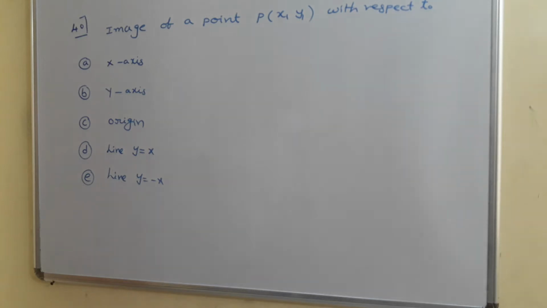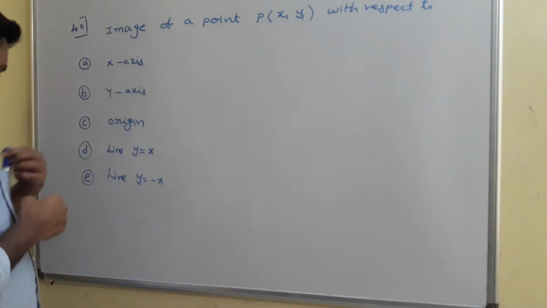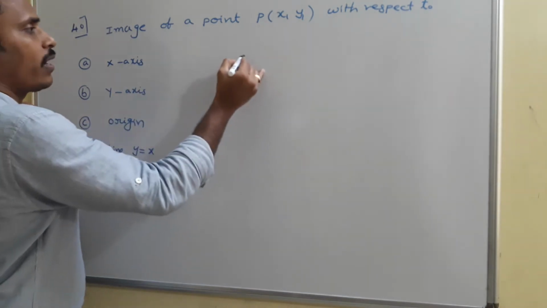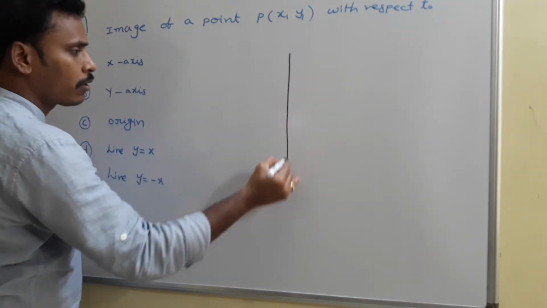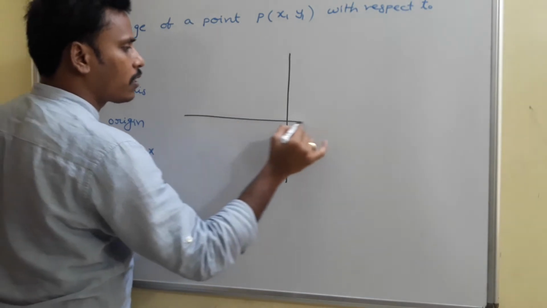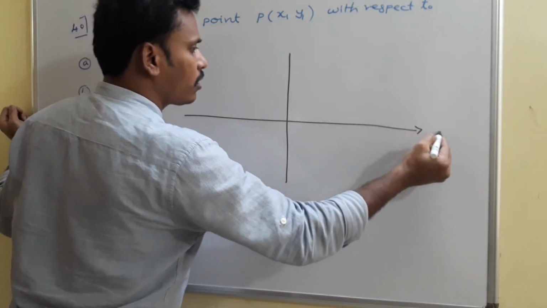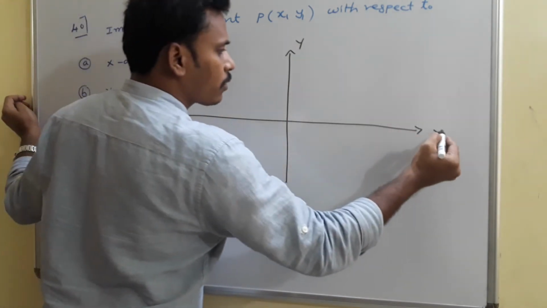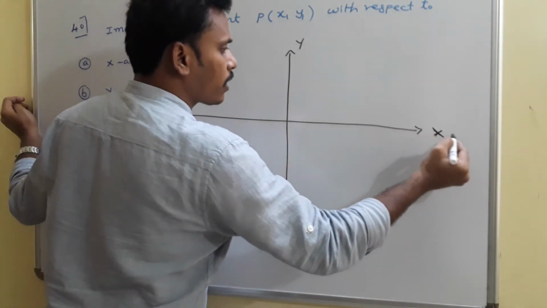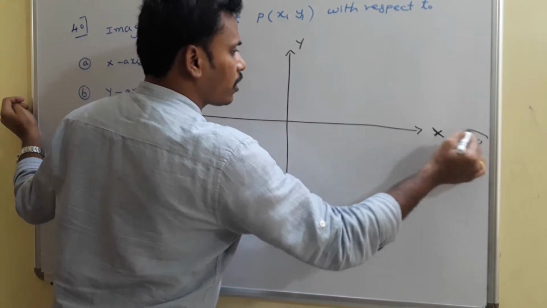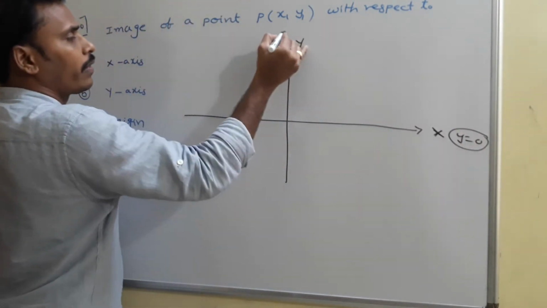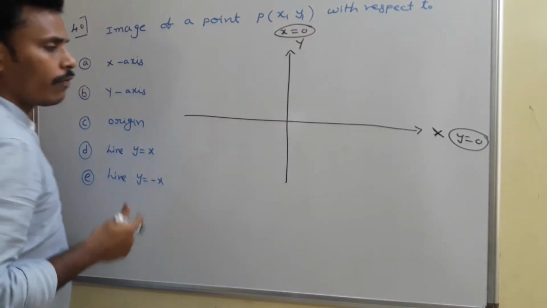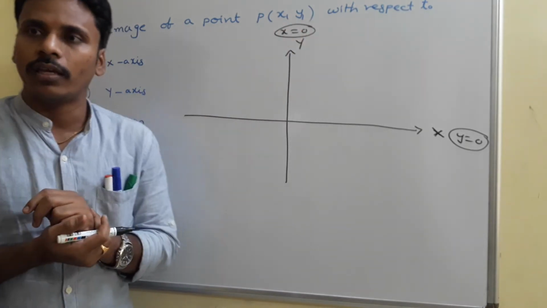Point P x1, y1 with respect to the x-axis. With respect to the x-axis, in the sense, you just imagine the coordinate system. Suppose this is the coordinate system; as we know, this is the x-axis and this is the y-axis. What is the equation of the x-axis? We know that the equation is y equals 0. The equation of the y-axis is x equals 0. For some time, you just don't bother about the equations.